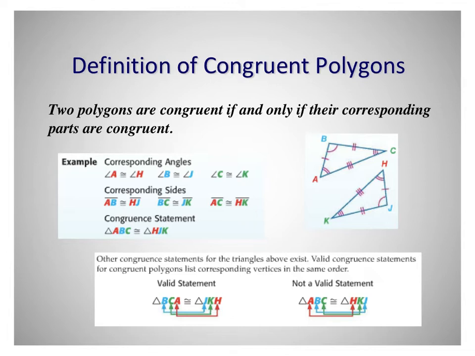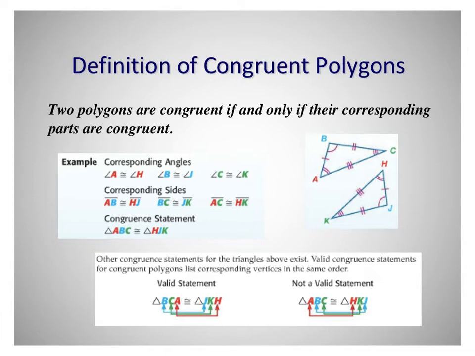So in this example here we have two triangles, ABC and HJK. Notice how the angles are marked congruent. So angle A would be congruent to H, B to J, and C to K. And then the sides are AB has one tick mark and HJ has one tick mark. BC has two, JK has two. AC has three, and HK has three. So all those sides are congruent.